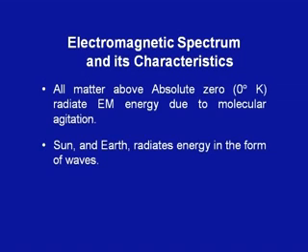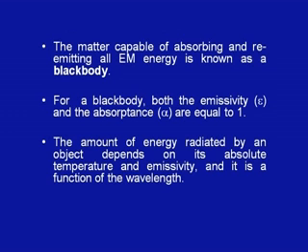All matter above absolute zero, that is 0 K, radiates electromagnetic energy due to molecular agitation. Sun and Earth radiate energy in the form of waves. The matter capable of absorbing and re-emitting all electromagnetic energy is known as a black body. For a black body, both the emissivity ε and the absorption α are equal to 1. The amount of energy radiated by an object depends upon its absolute temperature and the emissivity, and it is a function of the wavelength.